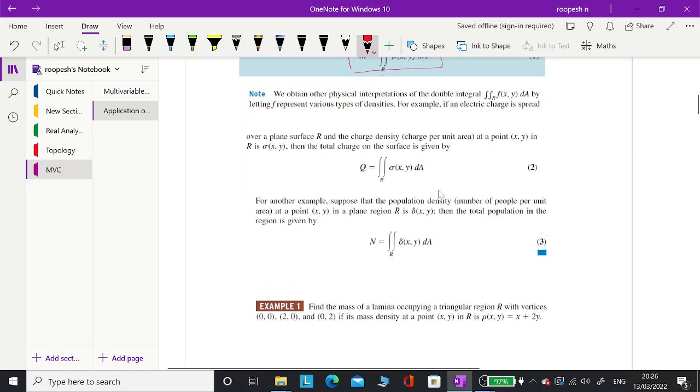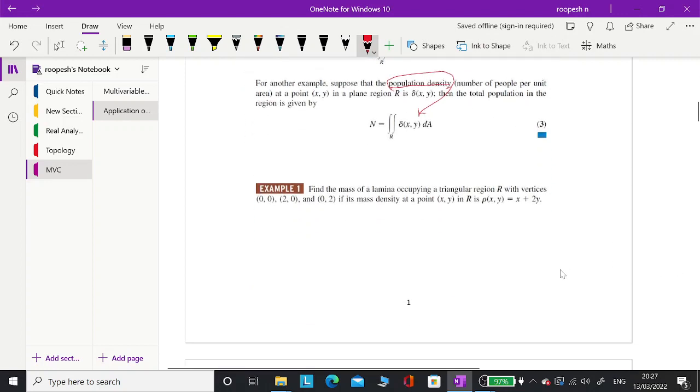There are various cases we can discuss. The first one is charge per unit area. If density is given as charge per unit area, then we can use the same formula. Similarly, if it is given as population density, there too we have a density function, and we use the same formula here also.